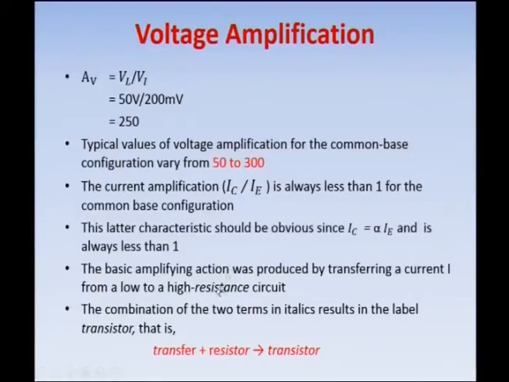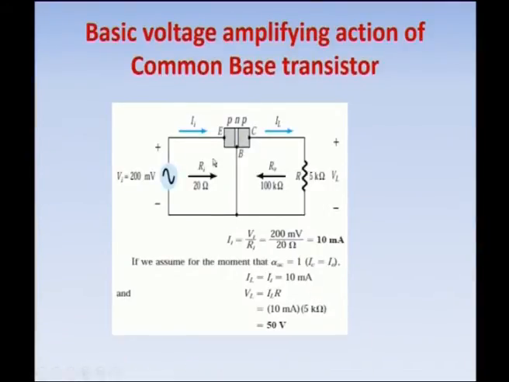So, why is this circuit called a transistor? The basic amplifying action was produced by transferring the current I from a low to high resistance circuit. When you look at the circuit, the emitter has low resistance because it is highly doped and it has a larger number of electrons to flow. So, the current is maximum when there is a low value of resistance. The emitter and base path has a low value of resistance when you compare it with the collector base path.